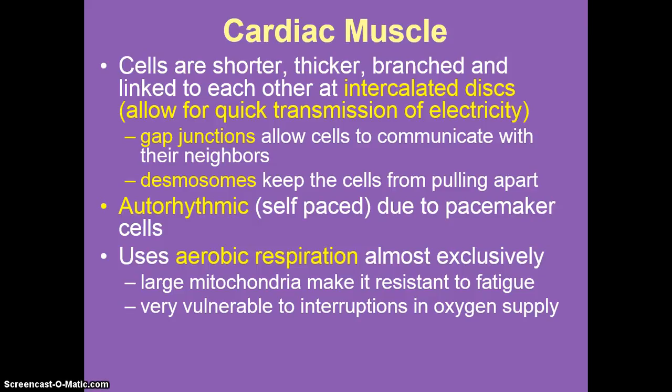Your heart is described as autorhythmic, meaning although your brain talks to your heart and might say to the heart, speed up or slow down, from a moment-to-moment basis, the heart is keeping its own pace. So once the brain says, hey, the pace you need to make is 70 beats per minute, the heart will then maintain that pace without further input from the brain. So that's autorhythmic, self-paced. You'll learn more about that in 202 when you take second semester A&P.